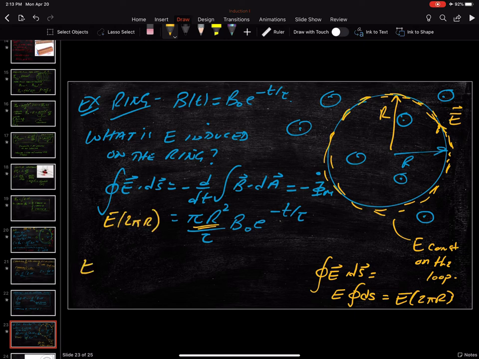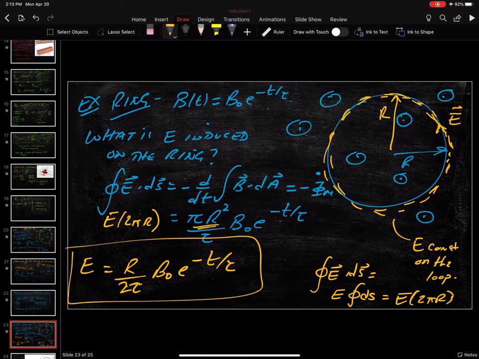And so this should be equal to E induced times 2 pi r. And so the electric field induced on that loop will be r over 2 tau times B0 e to the minus t over tau. If you want some direction, you could put in a phi hat. But that's the magnitude. And since this is a positive electric field, I know it's going in the direction of increasing angle, and so it's going that way.